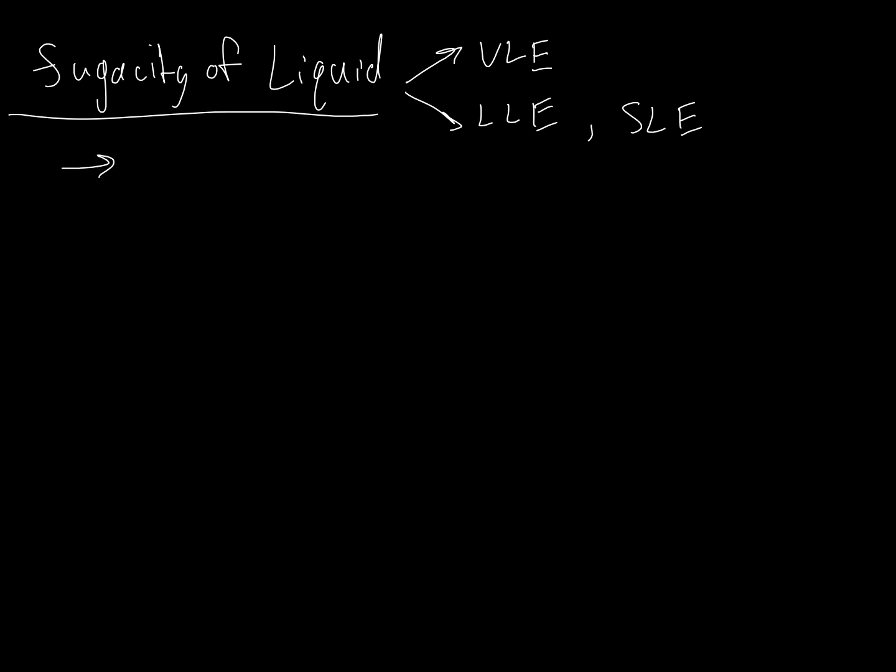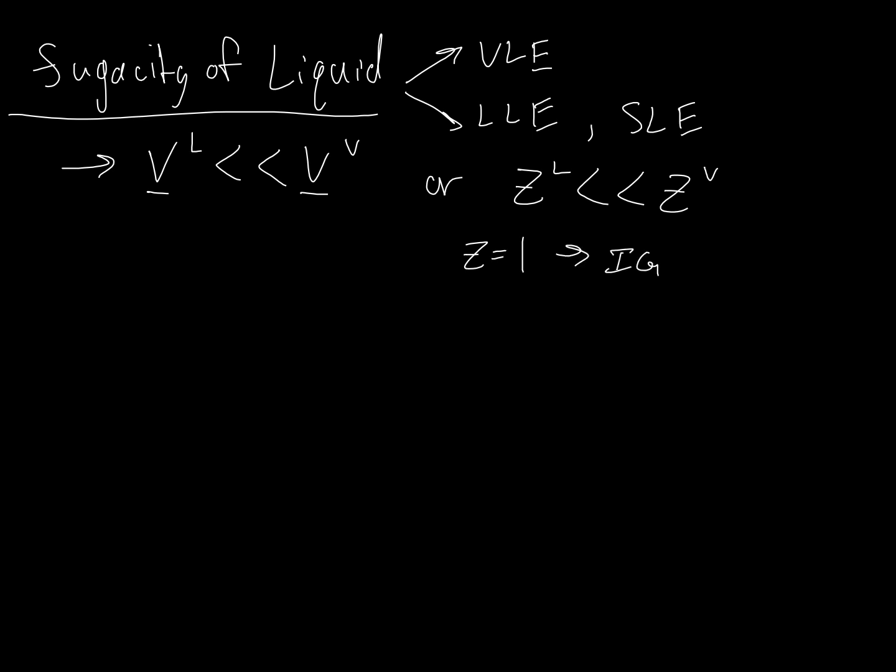In general, the specific volume of a liquid is much, much smaller than the specific volume of a vapor, or we could write this that Z is much, much smaller. Recall that if Z is equal to 1, it's effectively ideal gas behavior. So of course we would expect a liquid to be highly non-ideal. We would expect massive deviations from 1 for a liquid.